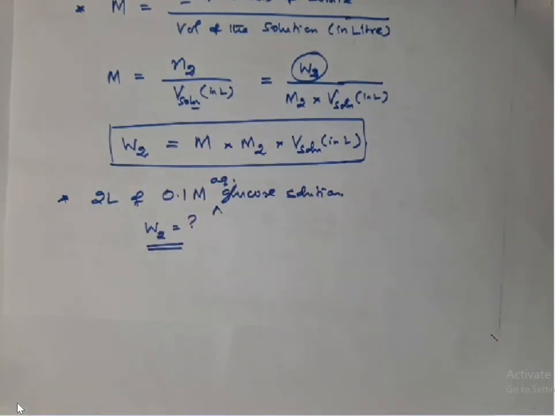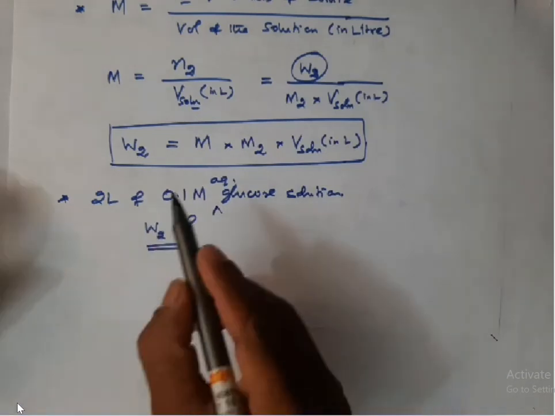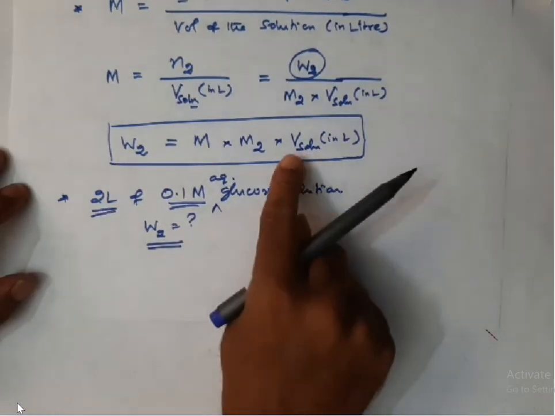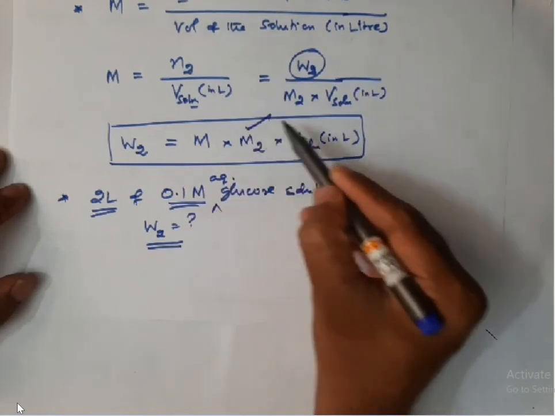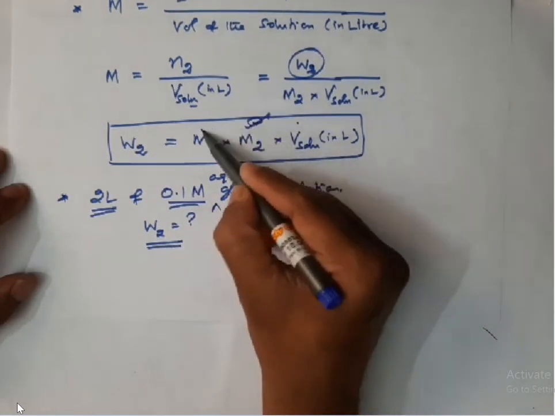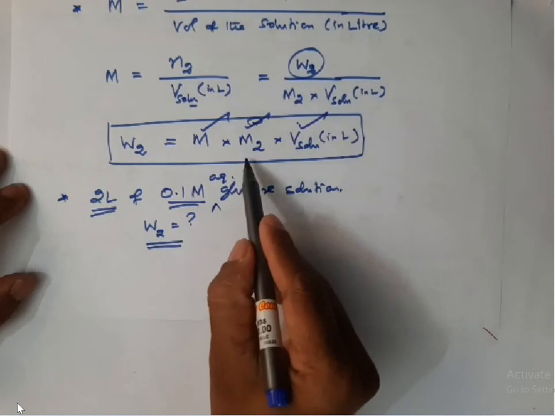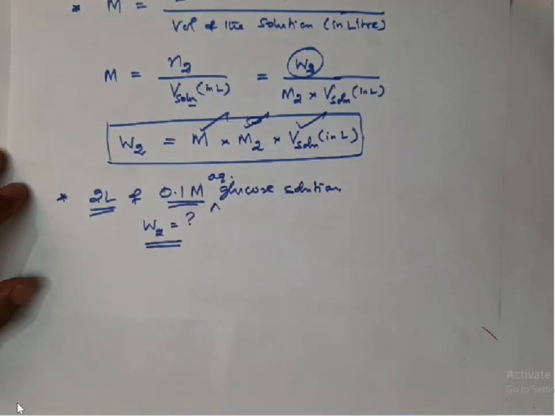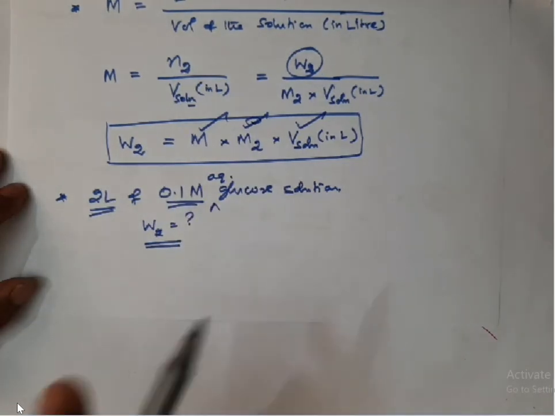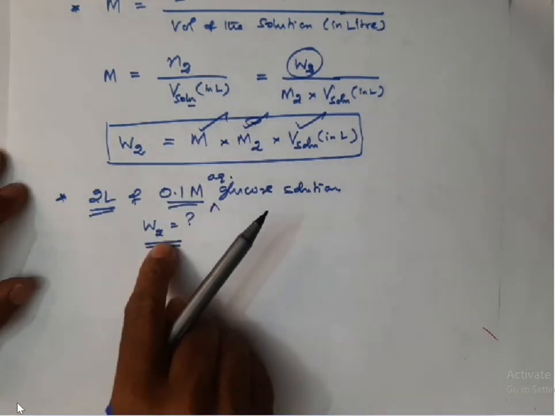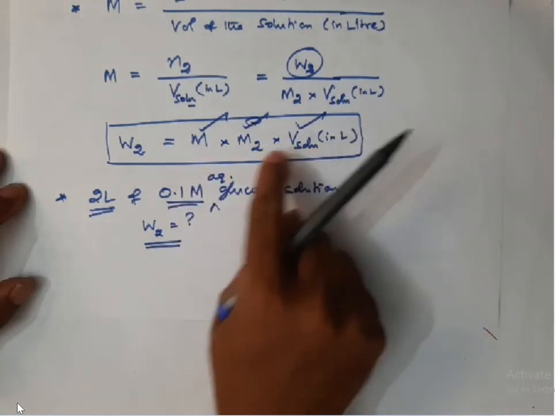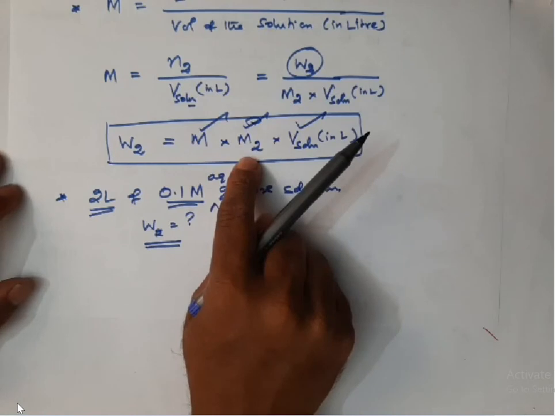If they ask, listen, molarity is given, volume is given. What is needed now? We have molarity. We have volume of solution. What is the other one we have to find out? Mass of solute we have to find out. Good. But now I know molarity, I know volume of the solution. Which one is required now?